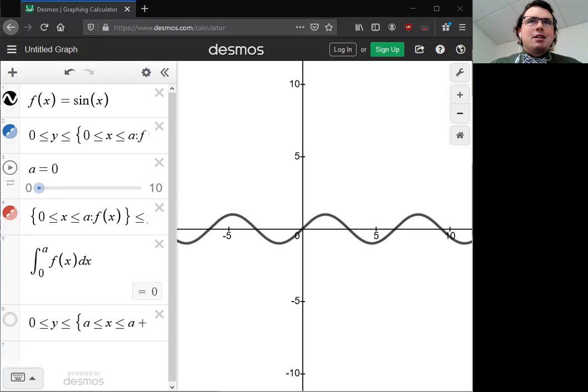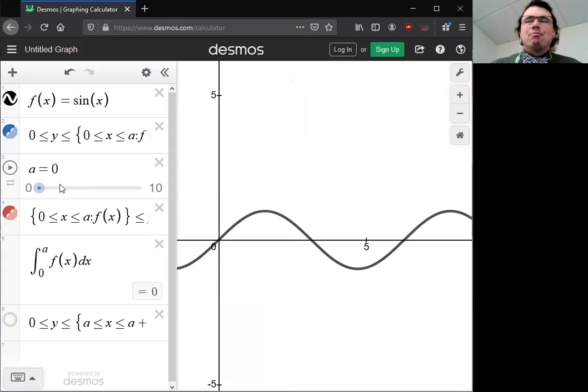Now I've set up this graph to illustrate how much area I am looking at for this definite integral. For a equals 0, of course, integrating a function between 0 and 0 gives me 0. There's no width, so there's no area. And I can move this slider out a bit. Here I've highlighted some areas going from 0 to 1.9. And actually Desmos has gone ahead and calculated this integral for me.